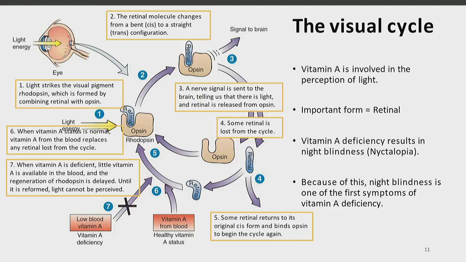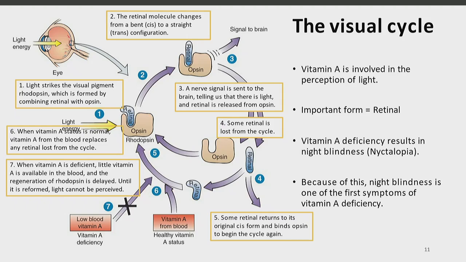Okay. Here we see the visual cycle. Vitamin A is involved in the perception of light, and the form of vitamin A that is involved in eye health is retinal. Vitamin A deficiency results in night blindness. So if we go through the steps, starting from one, when light strikes the visual pigment rhodopsin, keep in mind that rhodopsin is made up of this opsin structure and retinal, right? Rhodopsin is formed by this combination of retinal and opsin.